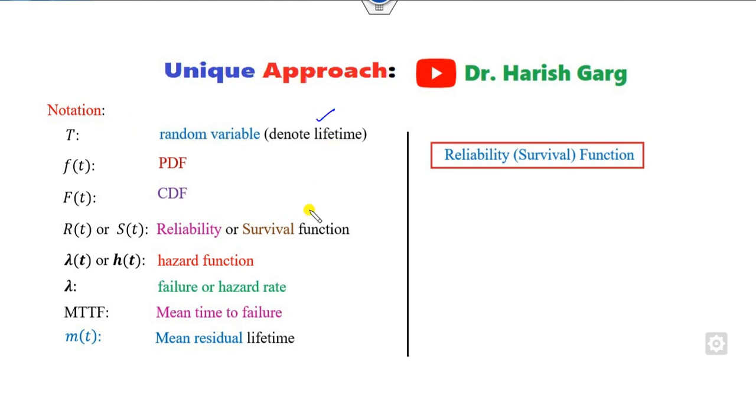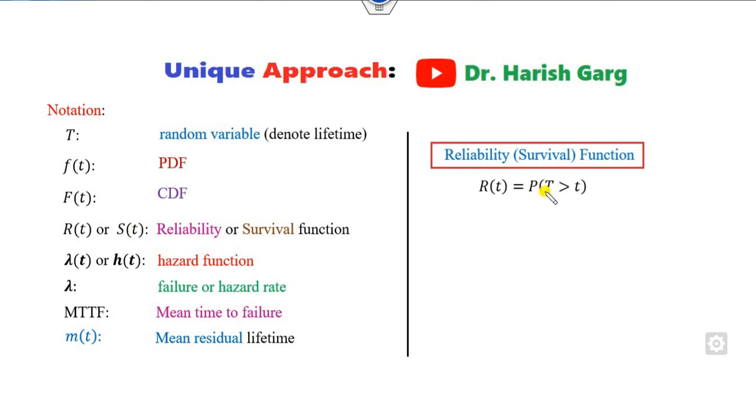Capital T is my lifetime. Wherever small f is denoted, this is a PDF, probability density function. Capital F is called a CDF. R is called the reliability or the survival function. Lambda or h is called the hazard function. Only the lambda, that is a constant, is the failure rate or hazard rate. MTTF is the mean time to failure, and there is also the mean residual lifetime. Each of the questions asked in this examination is related to these topics.